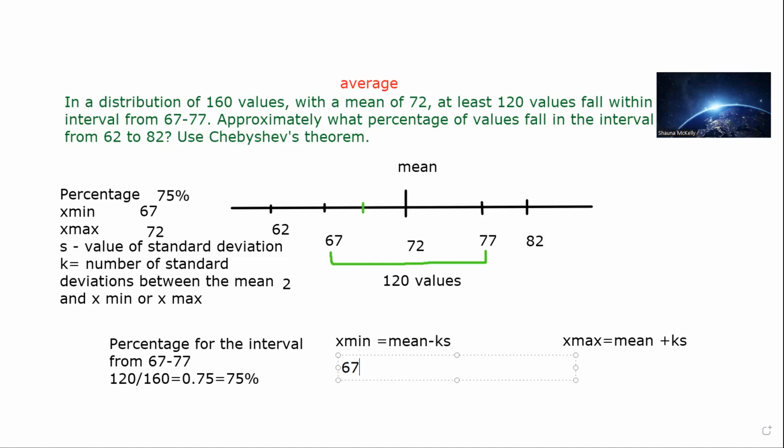So 67 minus, equal the mean, which is 72, minus 2S. And this is where I made my mistake. I think I made this 1S before, but this should be 2S. Your K should be 2.5. Let me show you why.